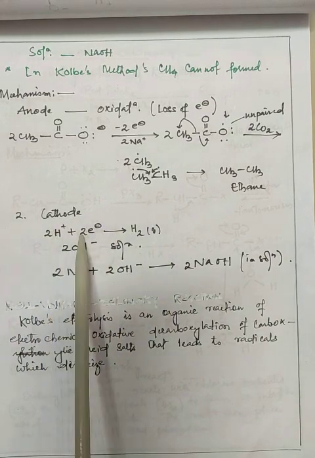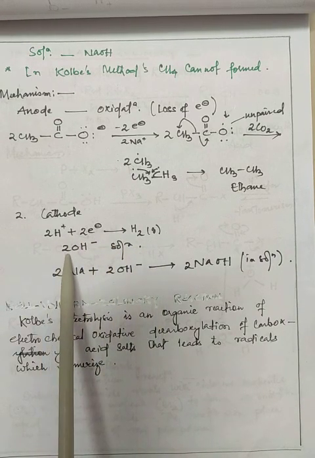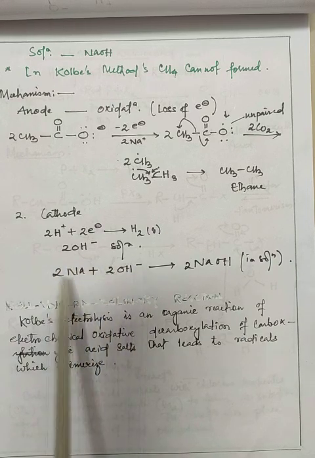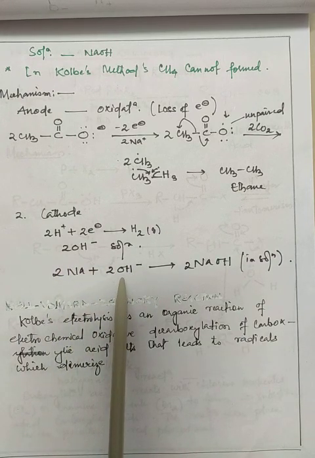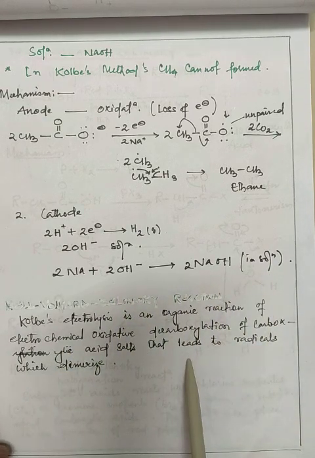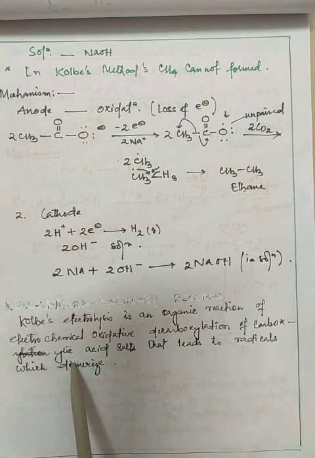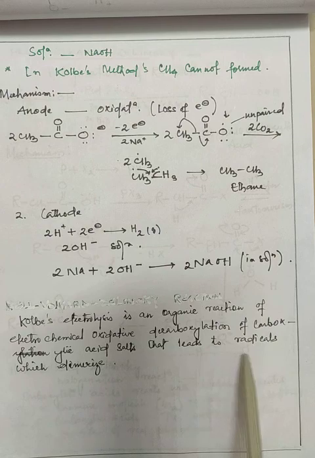The next is the cathode. So two hydrogen, then two electrons, forming hydrogen gas, then sodium hydroxide reacts with hydroxide, giving sodium hydroxide solution. So this is the reaction. That means this Kolbe electrolysis is the organic reaction of chemical oxidative decarboxylation of carboxylic acid salts that leads to radicals which dimerize. So this is the Kolbe electrolysis.